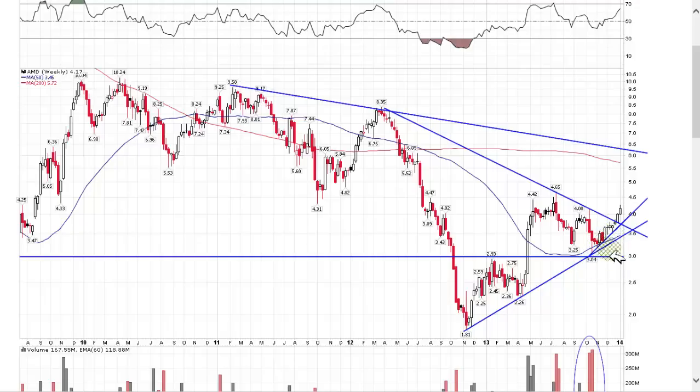And the reason why we liked it so much is, take note of how it flashed a bottoming tail. That tells you that there are buyers below. There is support here. We identified our risk on a weekly chart. We knew when we had to get out of the trade to keep our losses small.